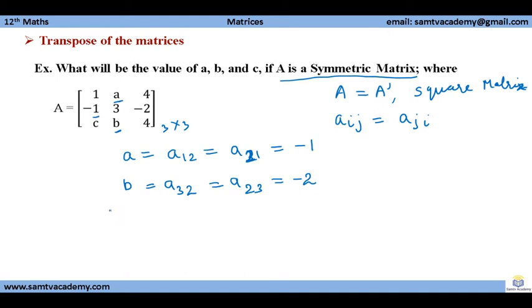Similarly, next we need to find C. What is the location of C? Third row first column, meaning A31, which is equal to A13 by the property of a symmetric matrix. So what is A13? This is the first row, third column, that is equal to 4. So if we know the properties of a symmetric matrix, we can directly find the values of A, B, C and tell whether the matrix is symmetric or not.